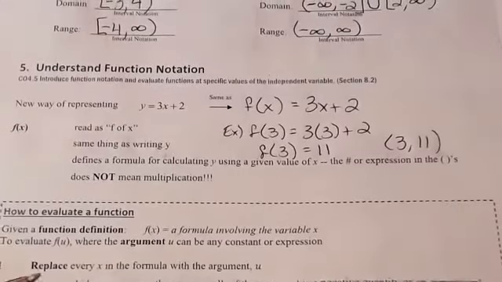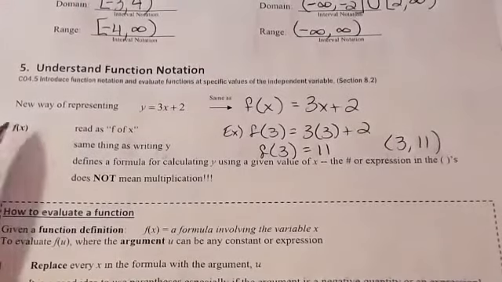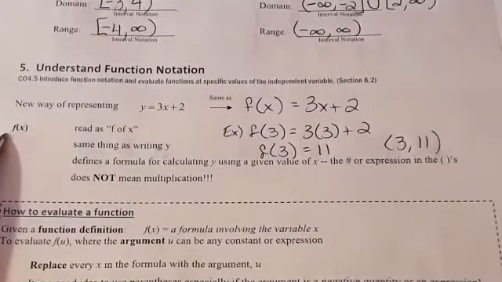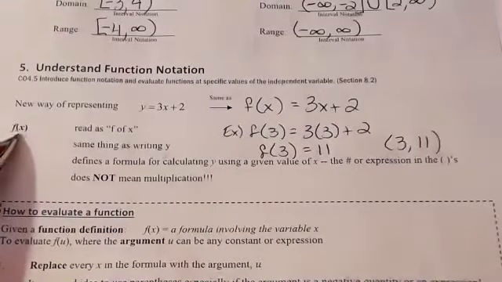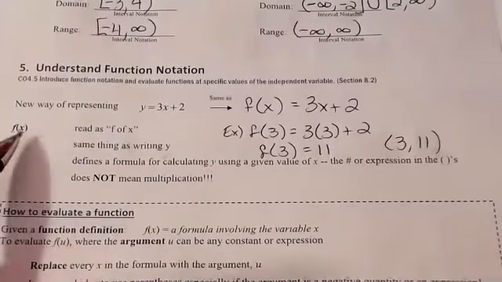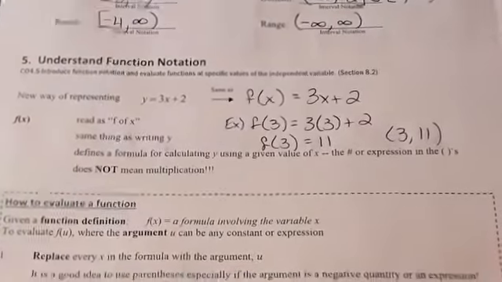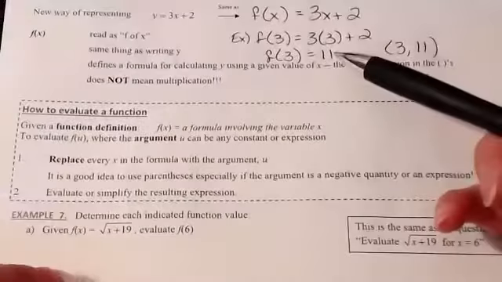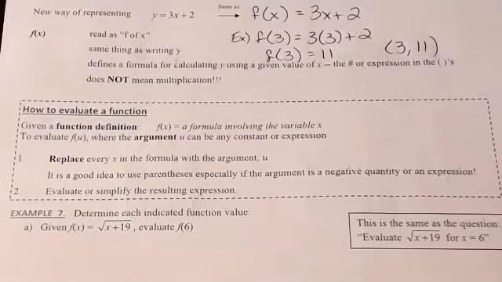All right. So F parentheses X is read as F of X. It's the same thing as writing Y. It just defines a formula for calculating Y using a given value of X. Okay, it does not mean multiplication. I've seen students think that this says F times X. No, function notation does not say that. It's simply a new way of representing that function, F of X. This is a function with respect to X, okay? So just like we did before, in order to evaluate the function, you simply plug in the value, that input, plug that into the formula, and then derive the output.